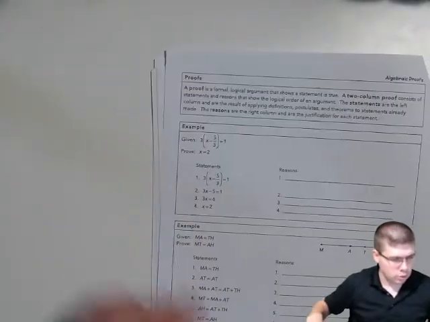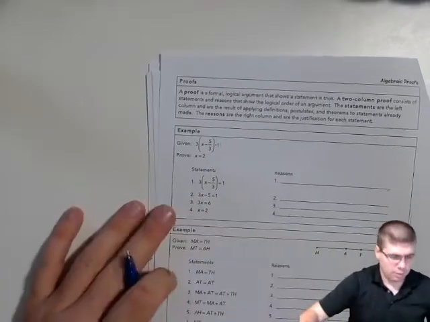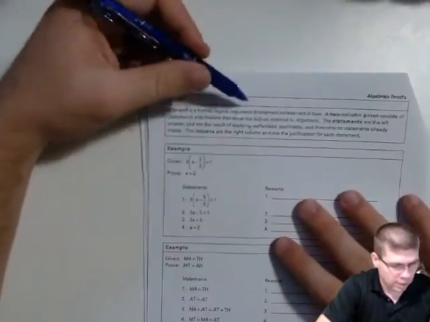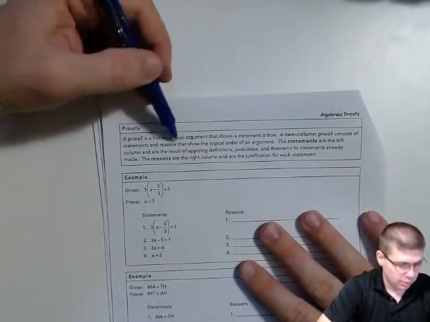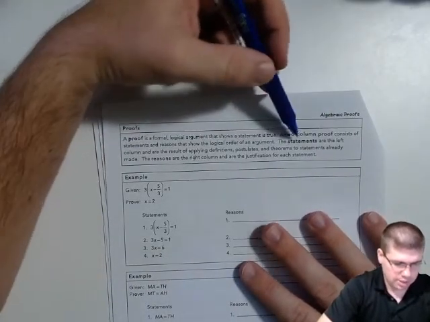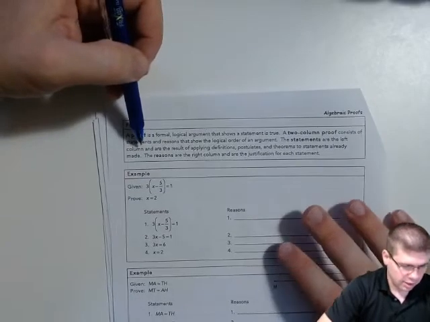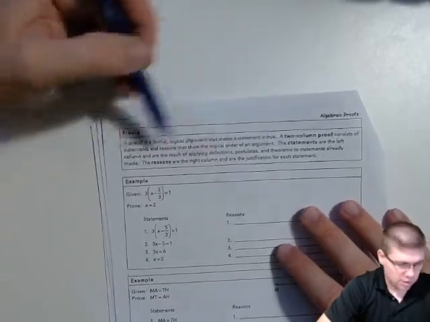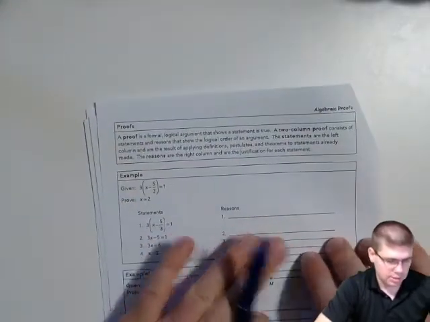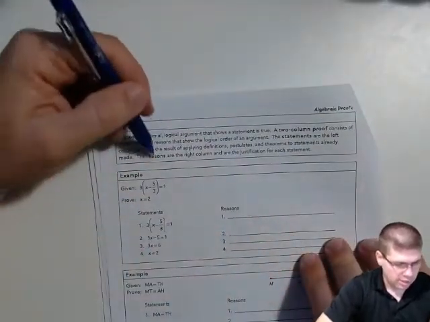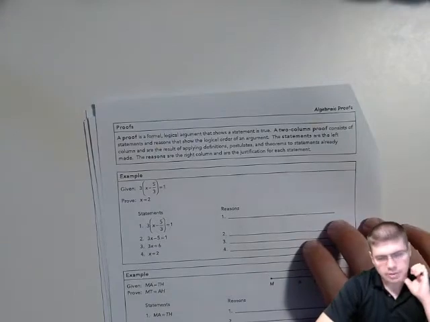All right, so moving on, this is kind of more into some proof. Proof is a formal logical argument that shows a statement is true. Two-column proofs have statements and reasons that show the logical order of the argument. The statements are in the left column and are the results of applying definitions, postulates, and theorems to statements already made. The reasons in the right column are the justification for each statement.